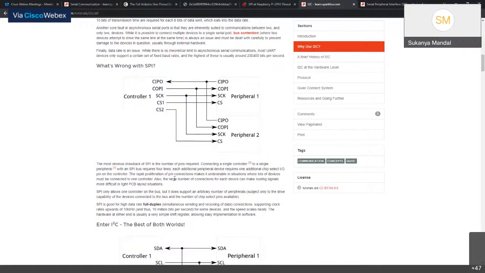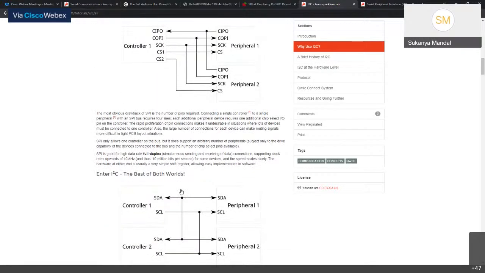Also, a large number of connections for each device can make routing signals more difficult in tight PCB layouts. Of course, if you are designing your own hardware, then designing it and putting it on the PCB layout is difficult. Then SPI only allows one controller on the bus, but it does support an arbitrary number of peripherals, subject to the drive capability of the device connected to the bus and the number of chip select pins available.